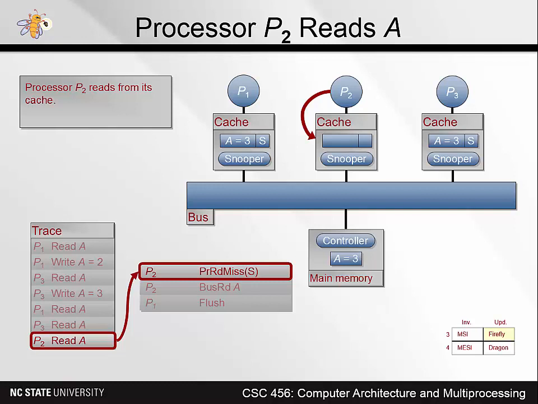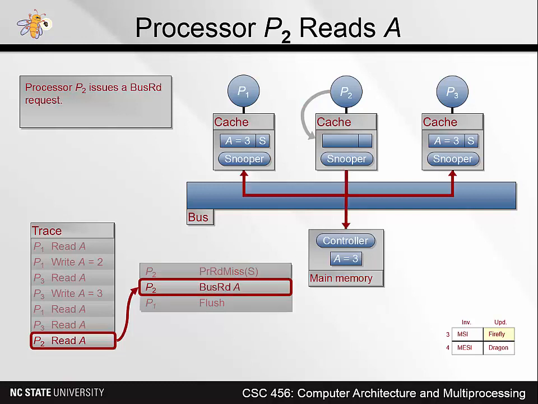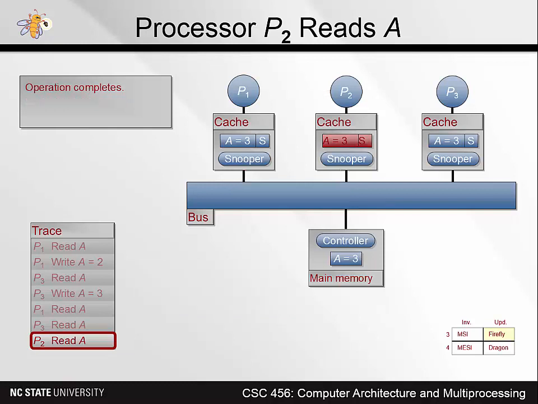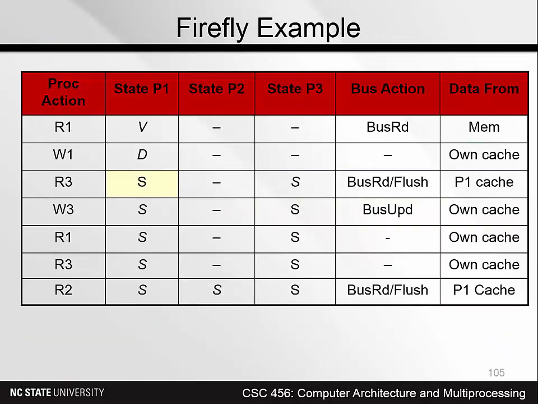Now, P2 finally gets into the act by issuing a read for A. Since it's a cache miss, it requires a bus transaction, namely a bus read. P1 and P3 flush the block out on the bus, where P2 picks it up. Since the shared line was asserted, P2 changes into state S. The read operation is complete. Now all three caches have valid copies of the block in state S. This table shows which caches have the block in which state after each instruction.